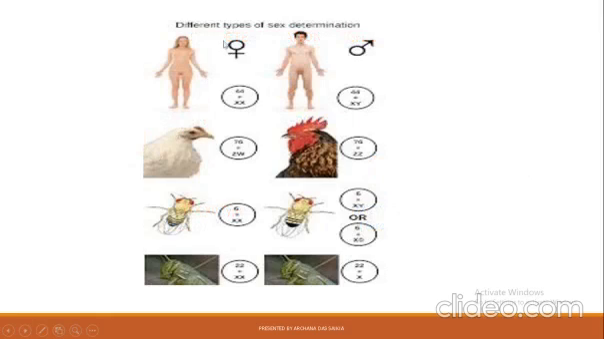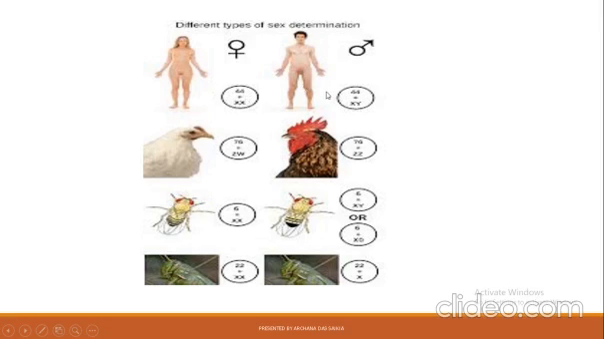Again, different types of sex determination. XX-XY type in humans. In humans, as I already mentioned in the beginning of this lesson, the majority of the chromosomes of an organism are referred to as autosomes, and a pair is referred to as sex chromosomes. In humans, we have a total of 46 chromosomes, out of which 44 are autosomes and a pair is sex chromosomes. In females, XX, and in males, XY.